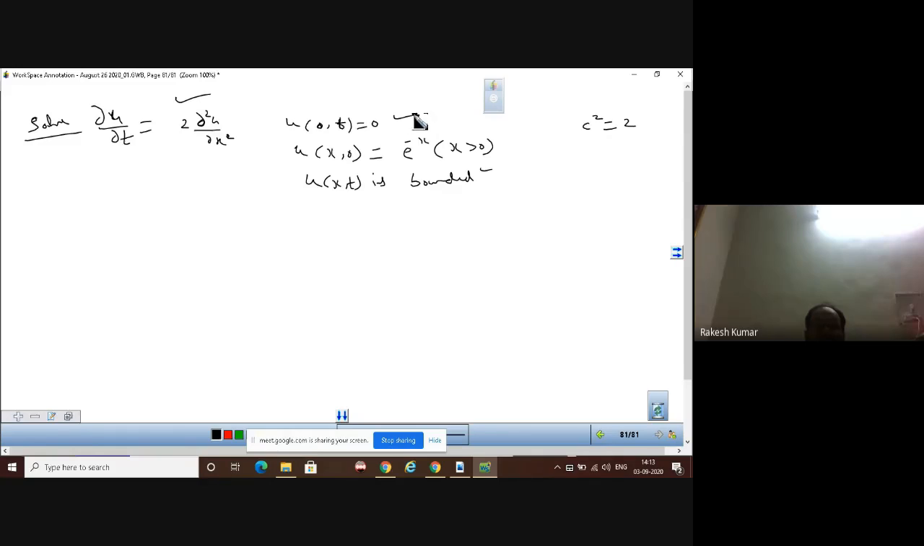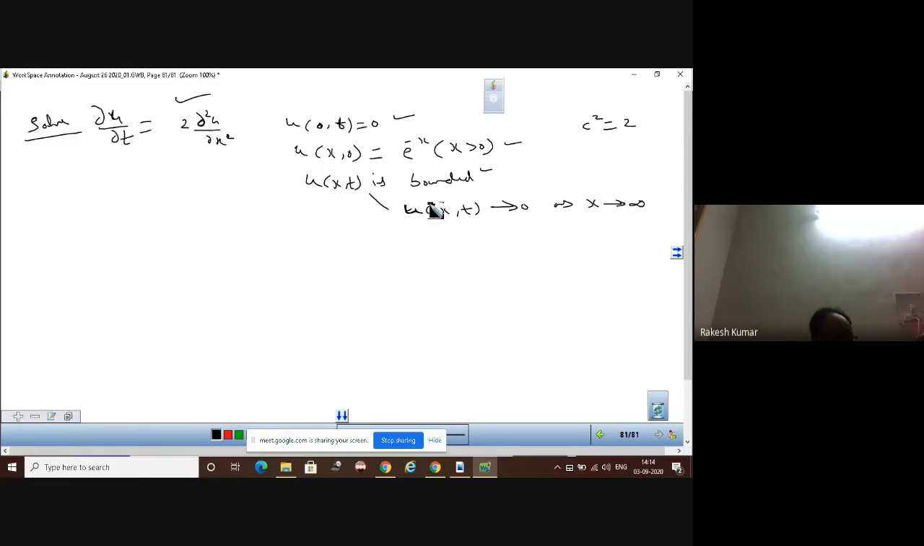This condition is clear. This is a part of the boundary condition. This is at t equal to 0, that means this is the initial condition, and u(x,t) bounded means the value of u(x,t) approaches 0 as x approaches infinity. You can use this condition whenever it is required.